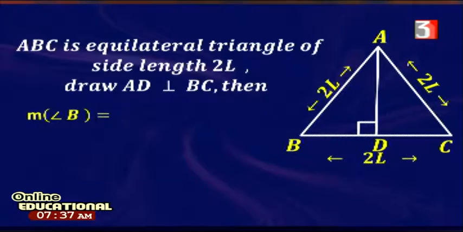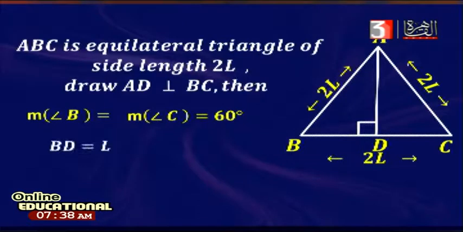Then, what about measure angle B? Of course, measure angle B equals measure angle C equals 60 degrees. Why? Because the measure of an angle of an equilateral triangle is 60 degrees. Then you are going to notice that the perpendicular AD will bisect the base BC. So we can say that BD equals DC and each of them is symbolized as L.